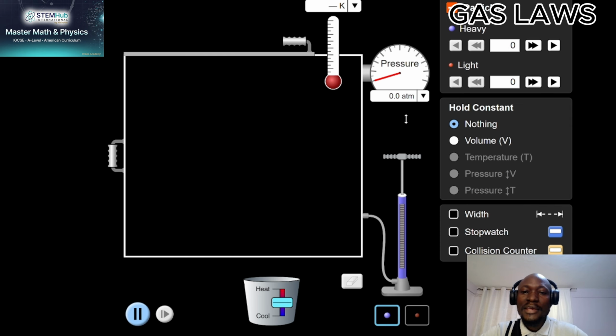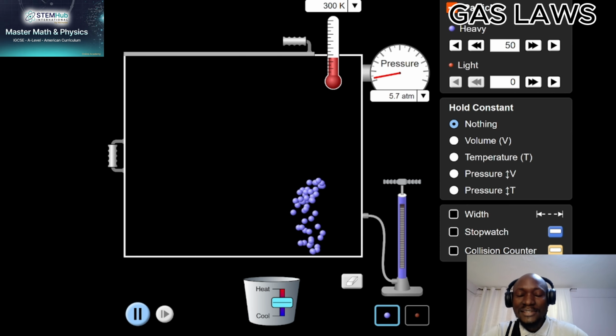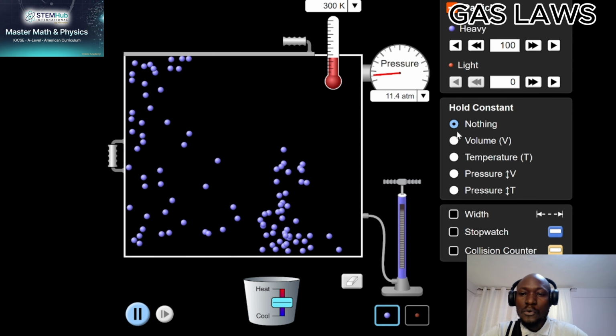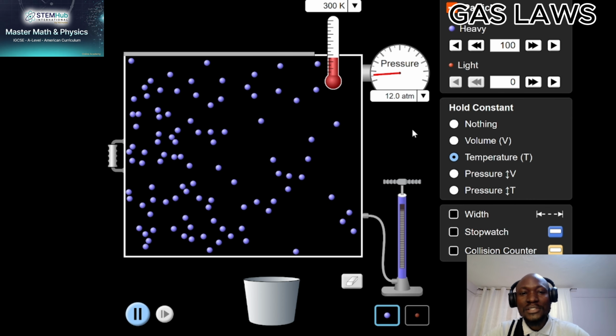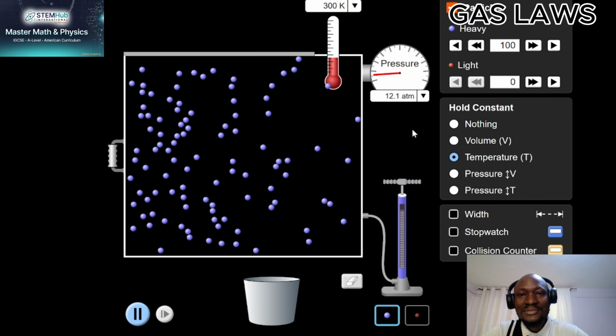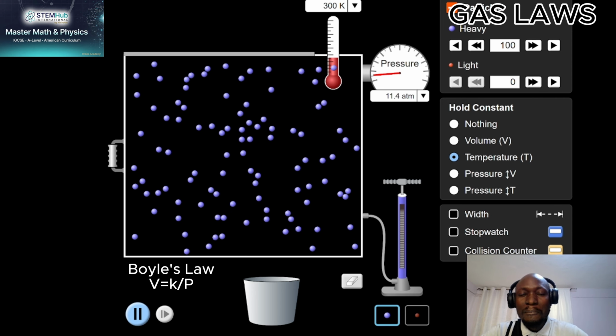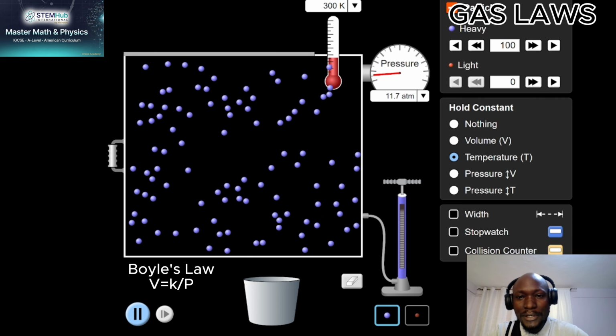Let's begin. We will begin by injecting some gas particles within our container, and then we shall hold temperature constant. Can you tell us which law is this one? With a count of 3, 2, 1. Yes, you are right. It is Boyle's law. Boyle's law compares volume and pressure.